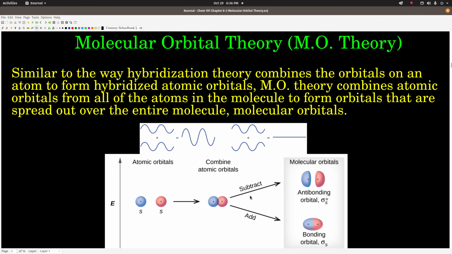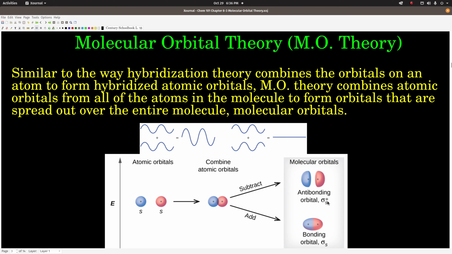However, when they combine destructively, the wave functions cancel each other out, and now that region between those two nuclei has no electron density in it, and so the two nuclei with their positive charges repel each other, and that increases the energy, makes it less stable. When that happens, that's what we call an anti-bonding orbital. In this case, a sigma s anti-bonding orbital. You see that asterisk right there?